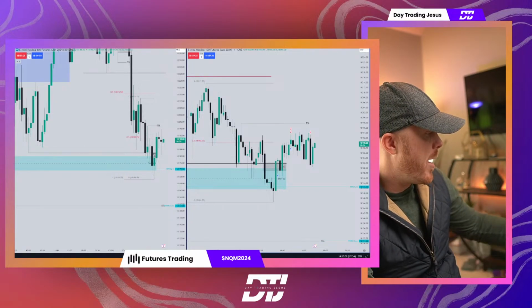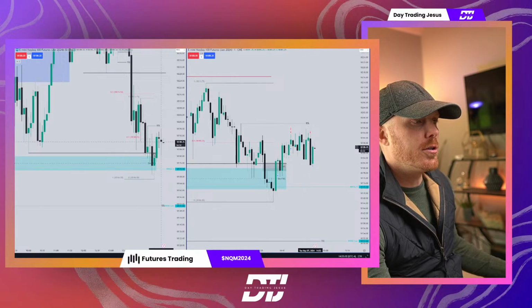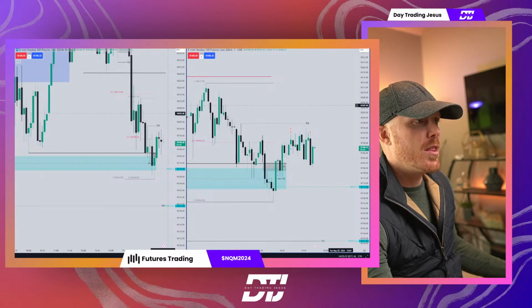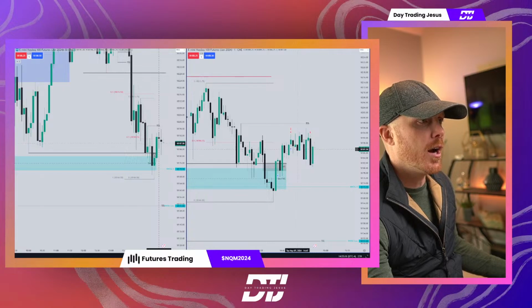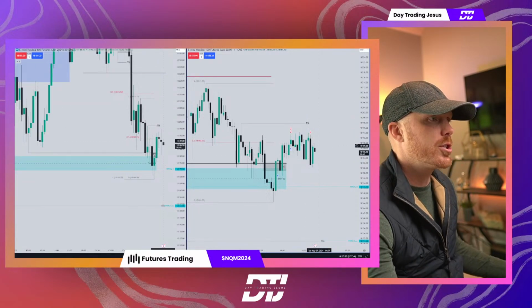Alright, so we're still in the macro. Let's just see how this plays out. It might have just come back down to grab liquidity and then move higher. It does that all the time. It wants to move higher, but before it does, it's going to grab liquidity, and then push higher.